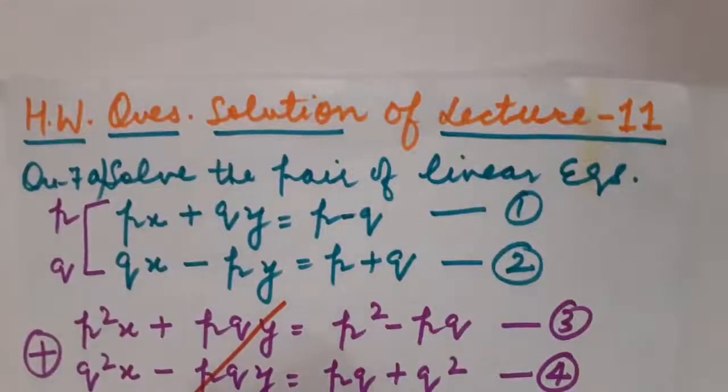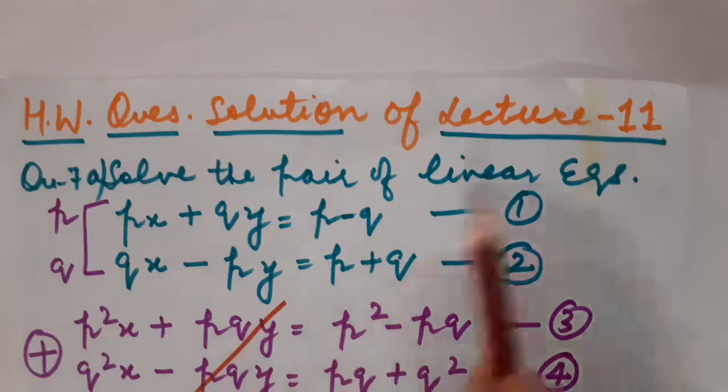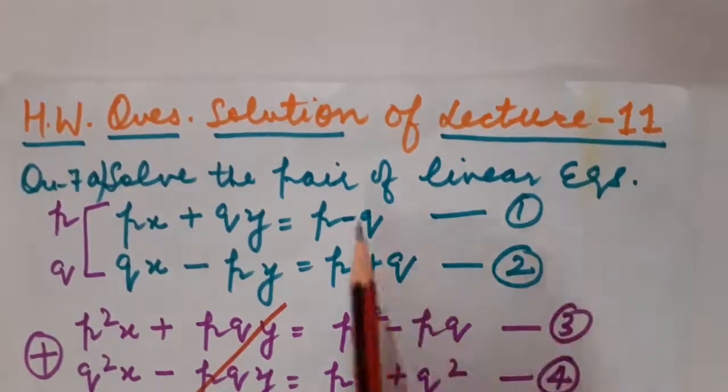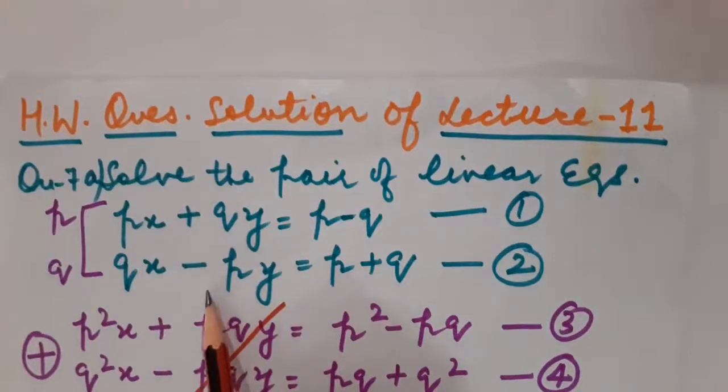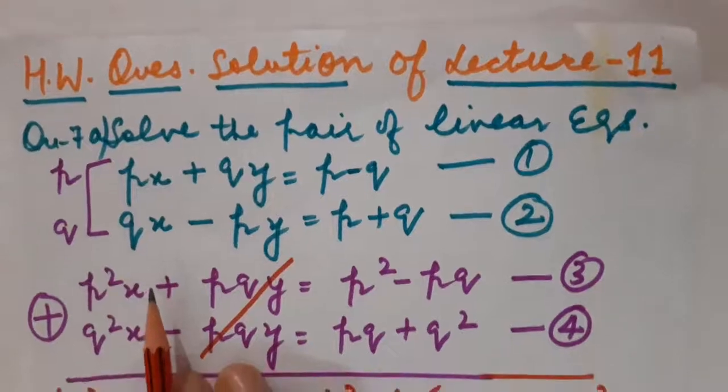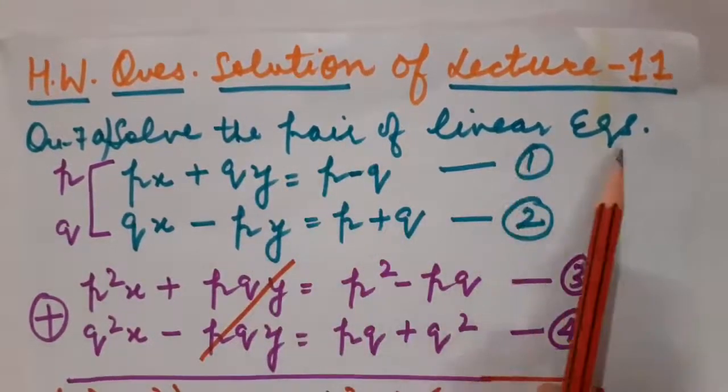Now children, let us switch to homework question solutions of lecture number 11. I gave you approximately 5 questions to do. I found this question a little tough for you. So what is to be done? This is question number 7th A part. Solve the pair of linear equations.